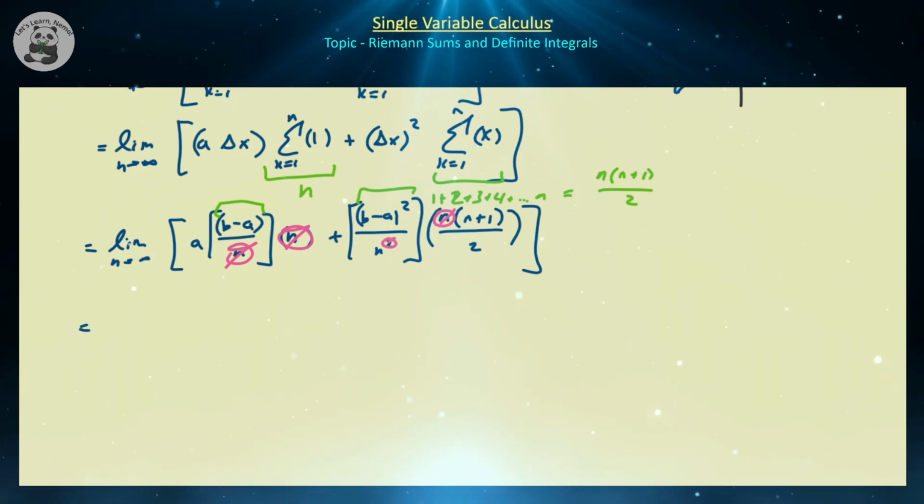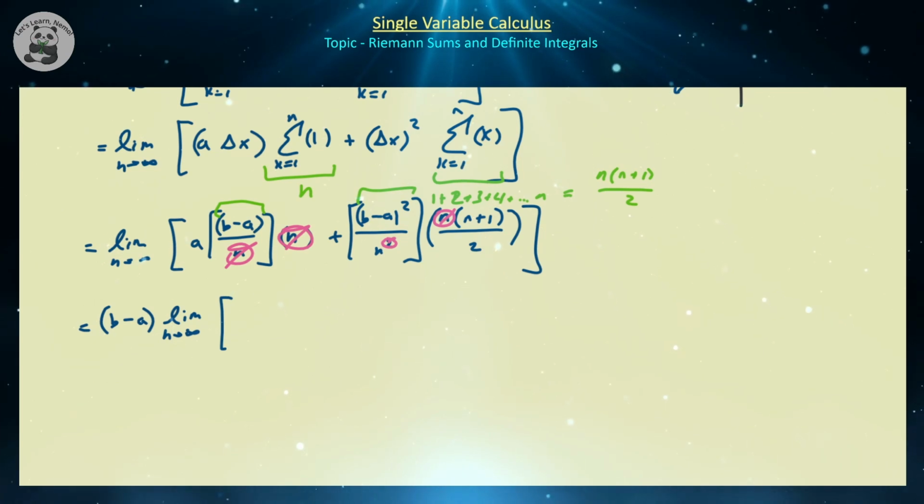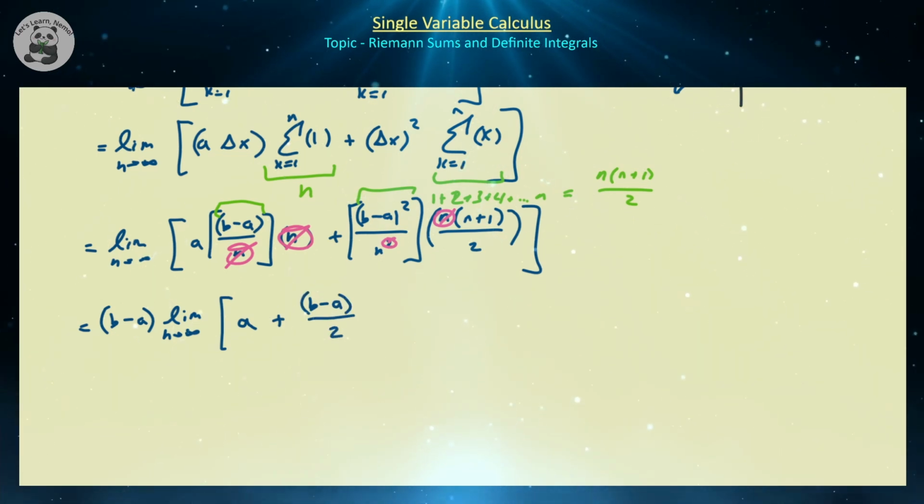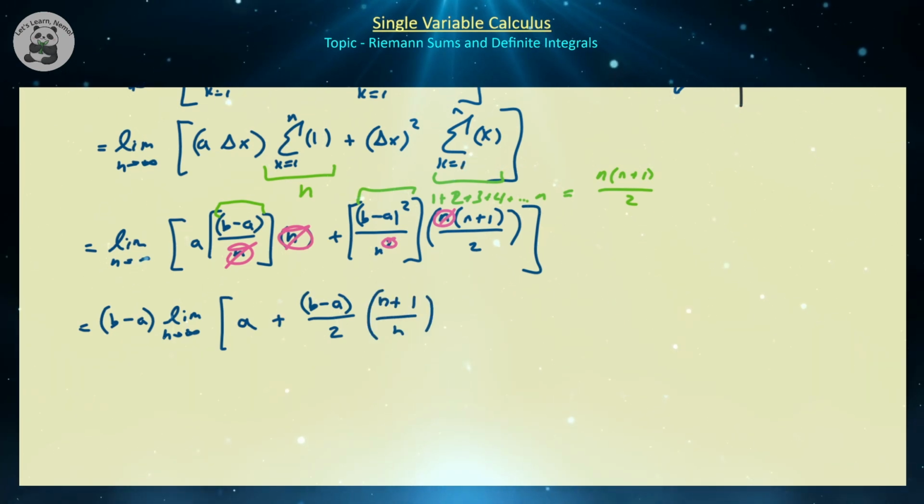So once we do that, we're going to have b minus a multiplied by the limit as n goes to infinity. And what are we left with in that first term? We're just going to be left with a, which is pretty simple. And here we're going to have what? We're still going to have a b minus a. We still have that 2 on the bottom. And let's write this n plus 1 over n term together.